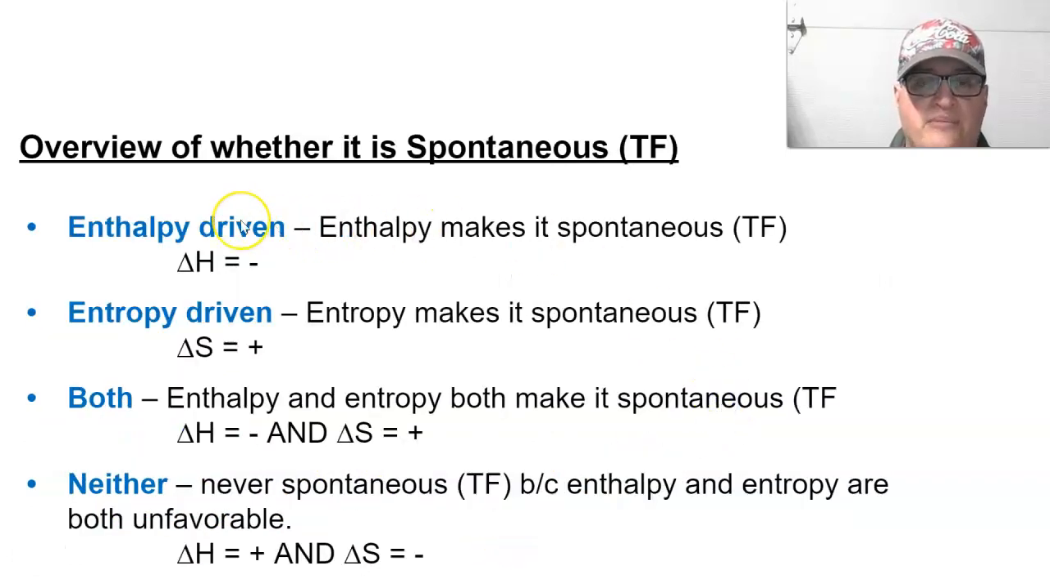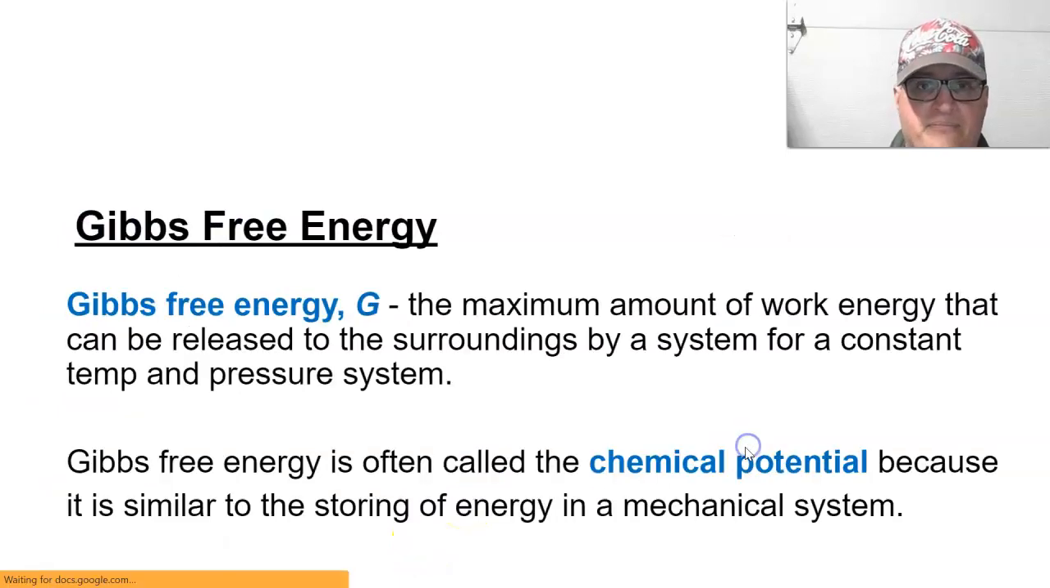Now, what this looks like from a sign standpoint: delta H negative, very good. Delta S positive, good. Both of them combined will definitely make it spontaneous under all conditions. Both of them the opposite, one positive, one negative, will mean that it cannot occur at any condition.